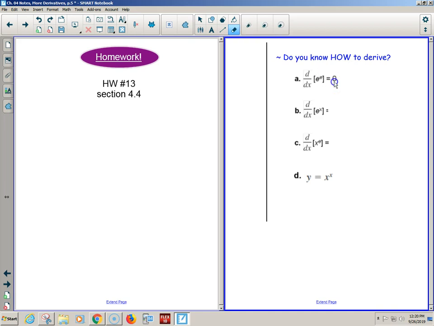Okay. How about E to the X? E to the X, because that's easy. How about X to the E? It's like that weird pi one the other day. E times X to the E minus 1, because E is a number. And how would you do X to the X? Yeah, exactly. There is no easy answer, right?